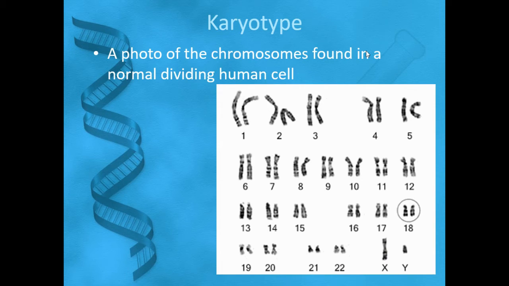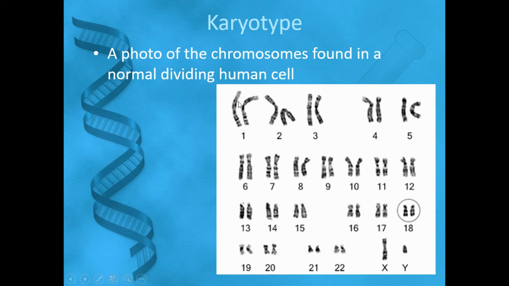A karyotype is a photo of the chromosomes found in a normal dividing human cell. And if you go into genetic counseling, a lot of times they'll pull karyotypes out of your DNA, and you can take a look and see if there's any type of conditions that would be related to a genetic disorder, or they can pinpoint the exact place that a faulty gene exists.